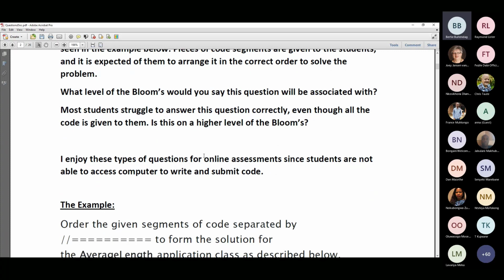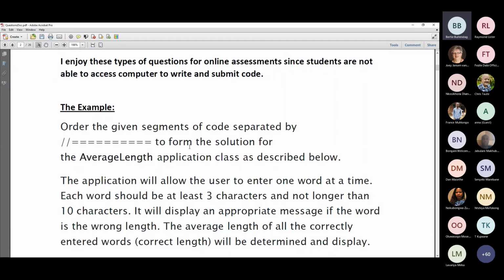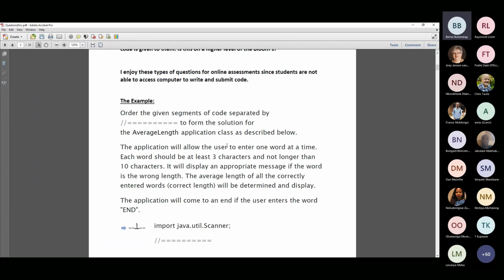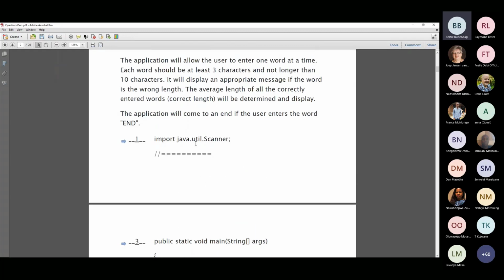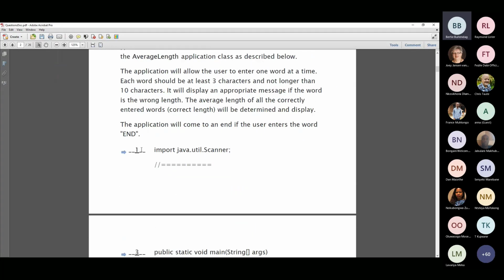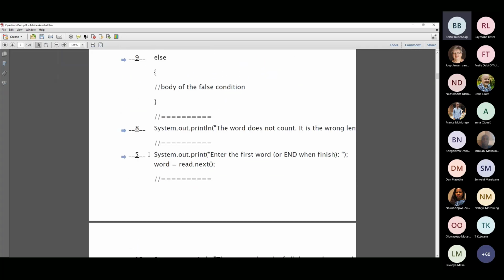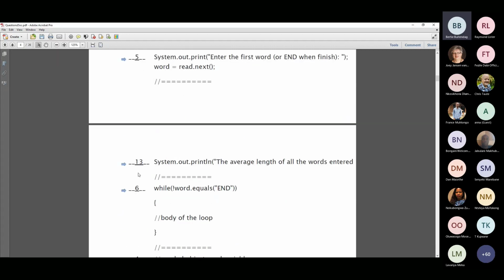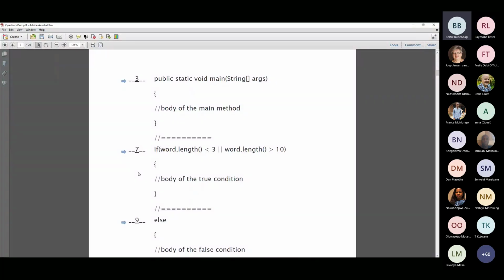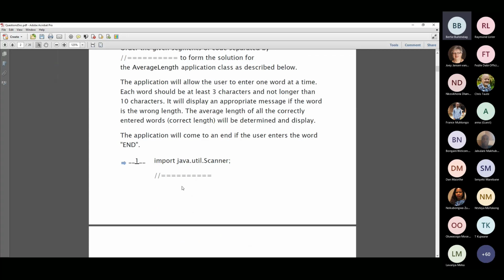I enjoy these types of questions for online assessments, since students are not able to access a computer to write and submit code. So this is just a typical program where the user must enter something, and then it's a Java program, import, and then if you want to write a program like that, that will obviously need to be your first statement. Then they need to select, for example, where's 2 now? This is the next statement, and they need to order it in the correct way. So you give them fragments of code and they must order it. How would you potentially classify a question like this, where all the code is given and it's basically scrambled, and the student needs to descramble it?